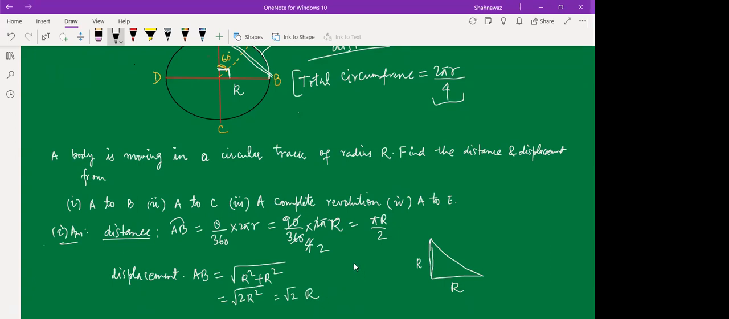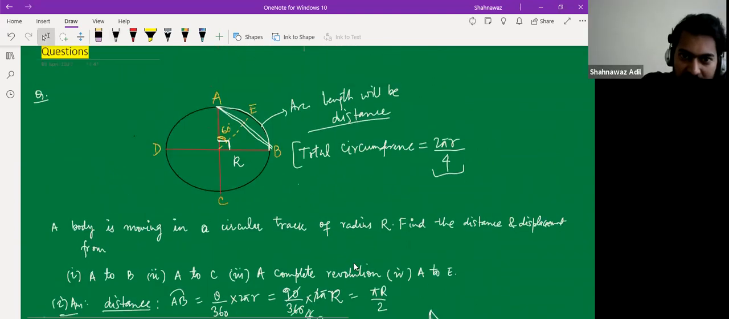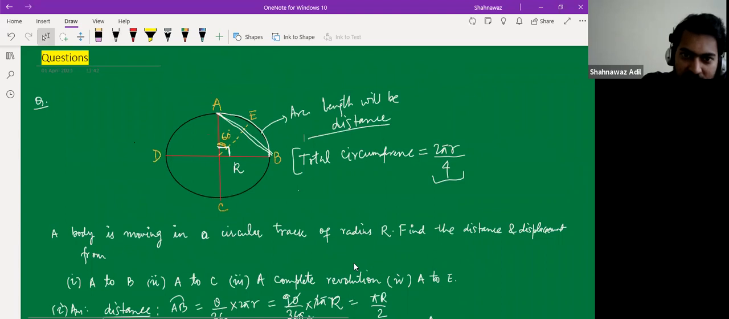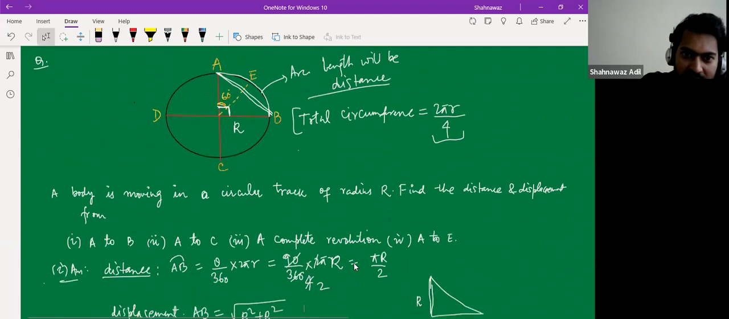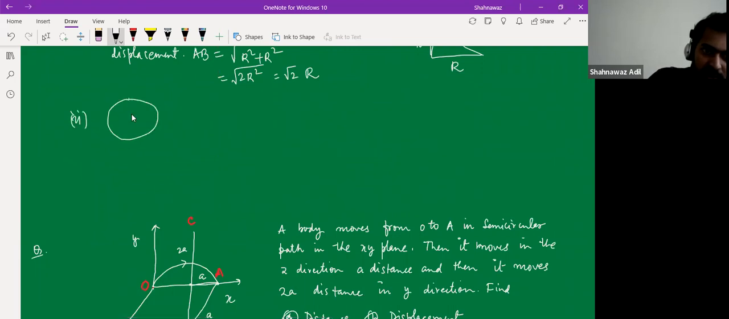Yes, sir. So this was for A to B, right? And for A to C, let's say, question second. This is A, this is C, and this distance is R. So for this, what will be the distance?